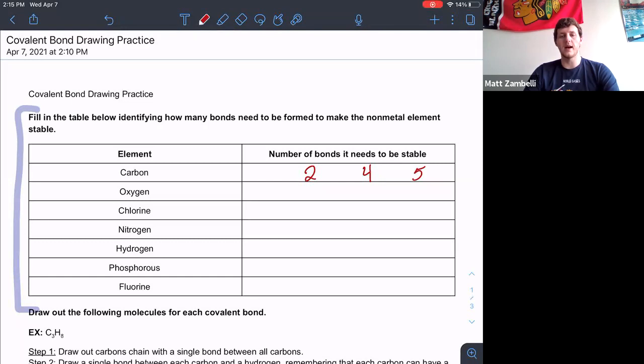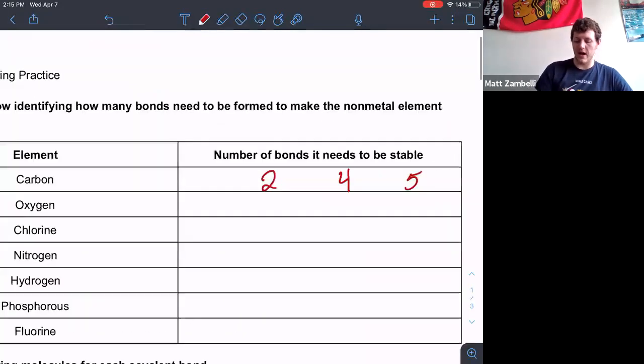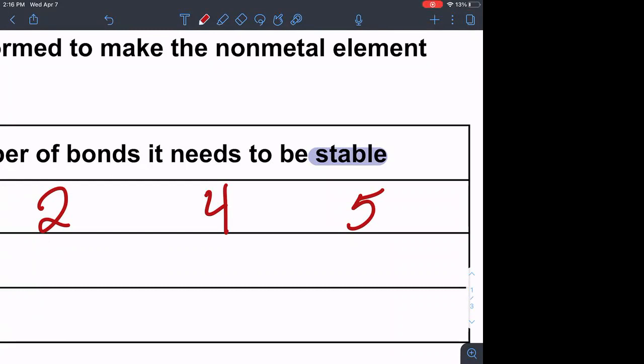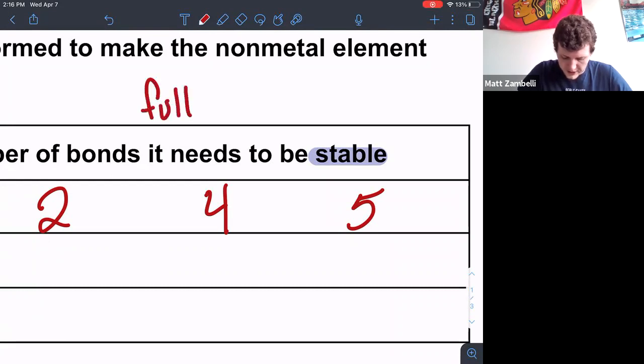All right, let's talk about this and refresh what it means to make an element stable. What are we talking about when we're talking about making an element stable? If we're making something stable, what are we trying to make it have? A full valence shell. Perfect. We want a full valence shell.